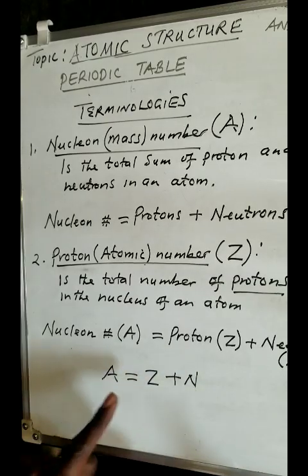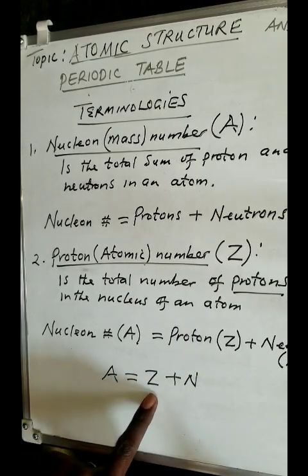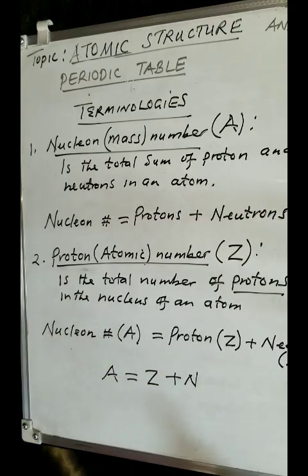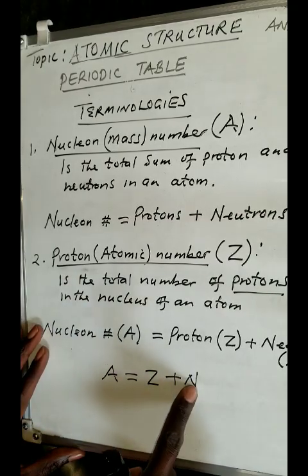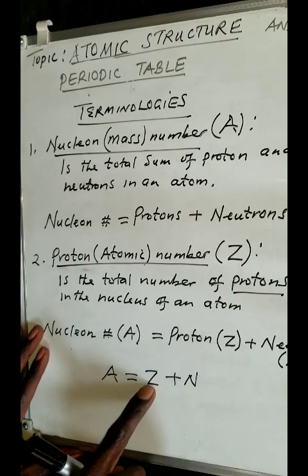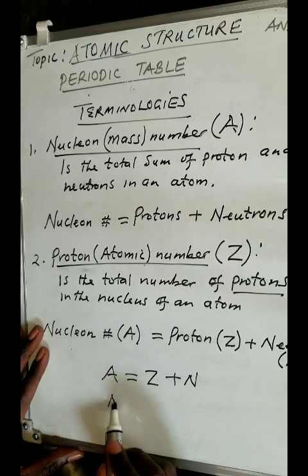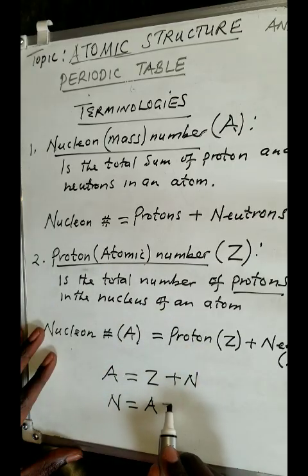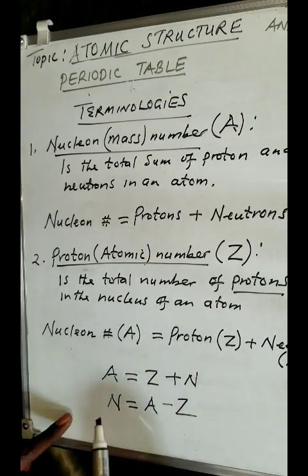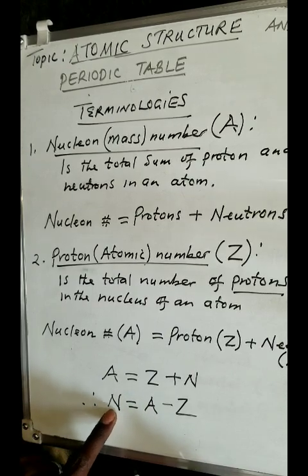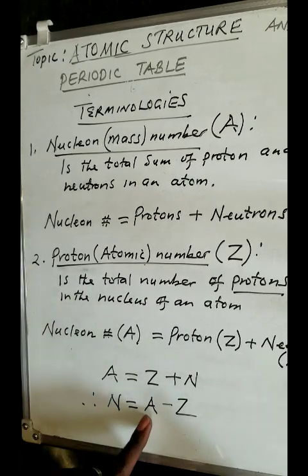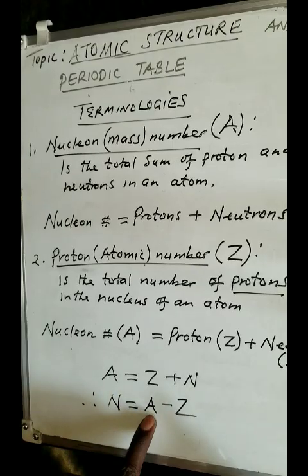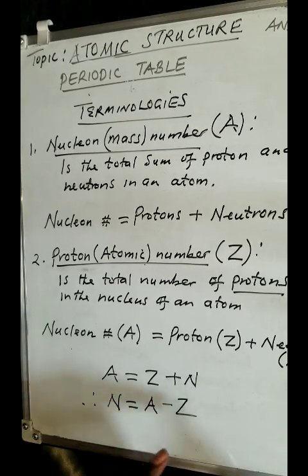Now, if you know the nucleon number and the proton number, it is possible for you to know the number of neutrons that are there. You just make N the subject of the formula by taking this Z to the other side. So N will be equal to, remember when Z goes to the other side, it will be minus, so it will be A minus Z. In other words, if you want to get the number of neutrons in the nucleus of an atom, you just need to get the nucleon number and the proton or the atomic number. That is what you need to remember.